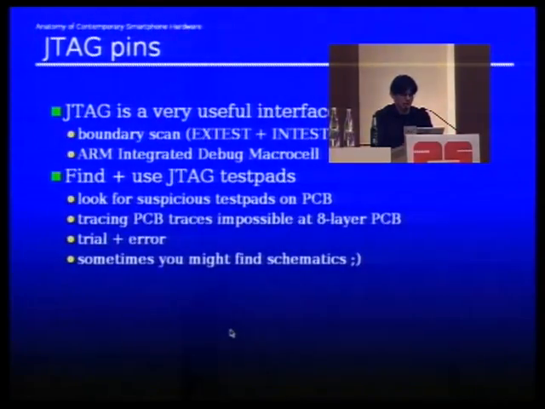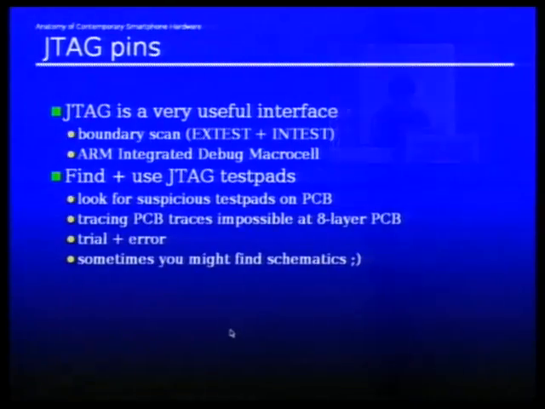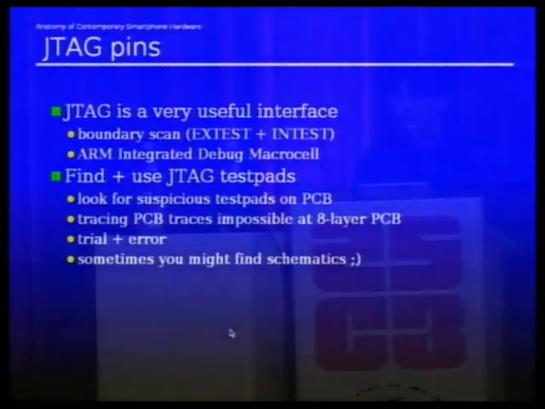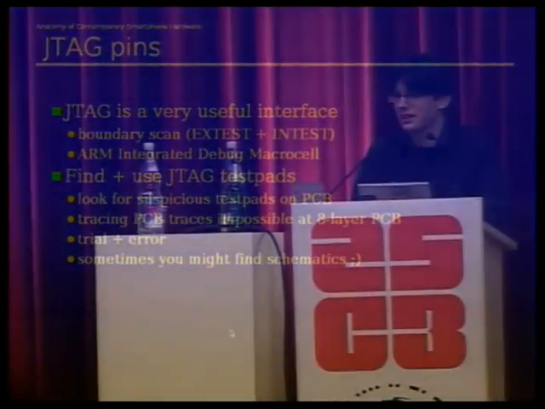So the traditional method is, well, you look for the suspicious test pads on the PCB. Tracing the PCB traces on mobile phones, you can forget about that. You can do this on large devices, like maybe a Wi-Fi router or even larger devices, but on a mobile phone, no way. Typically 8-layer PCBs with very fine pitch, there's no way how you can, with your eyes, trace where the lines go. So trial and error is a good idea.